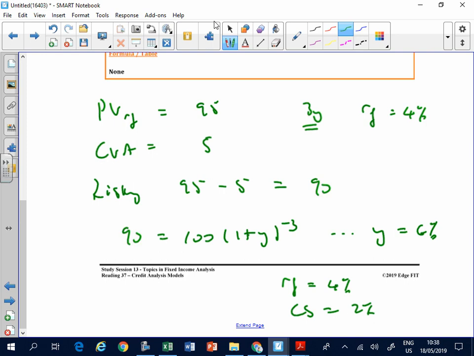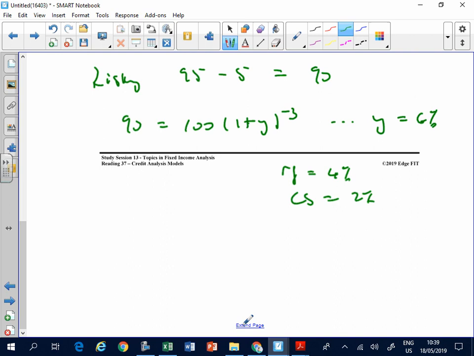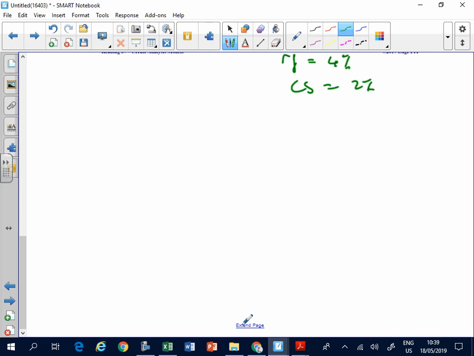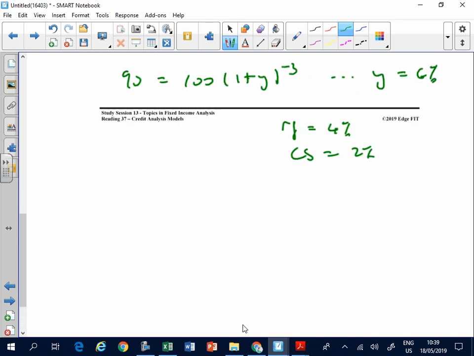The previous year you survived. It will be based on the previous year's survival. So bear in mind, you have to survive first, then default. The probability of default in every year will differ based on the previous year's survival.